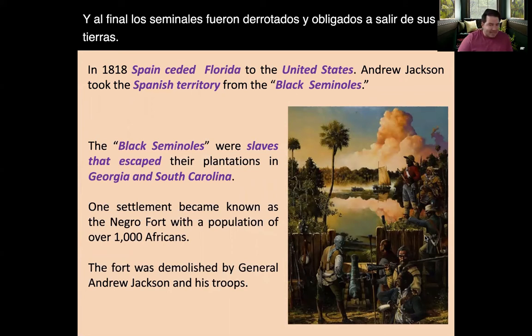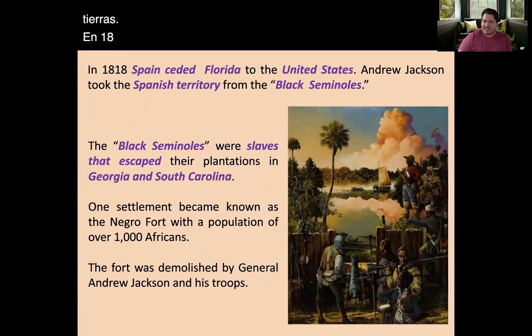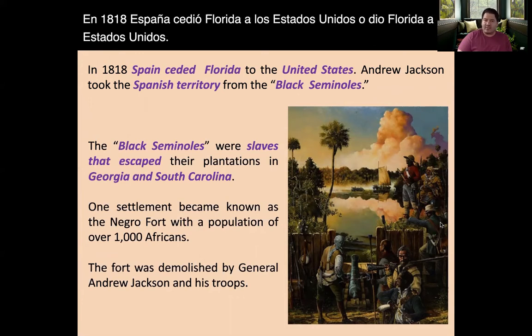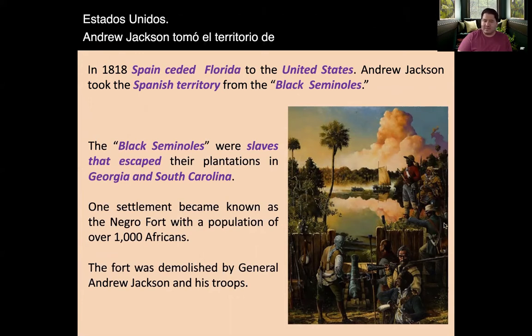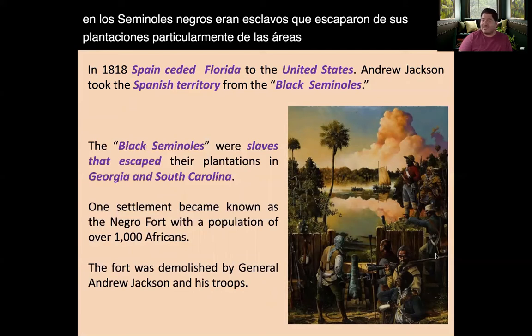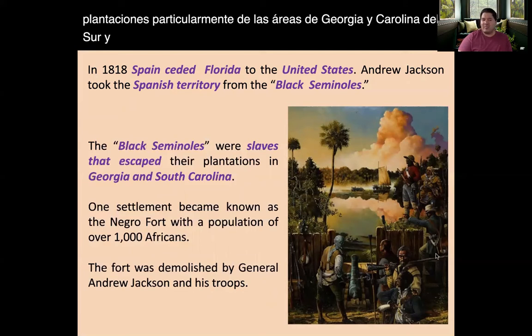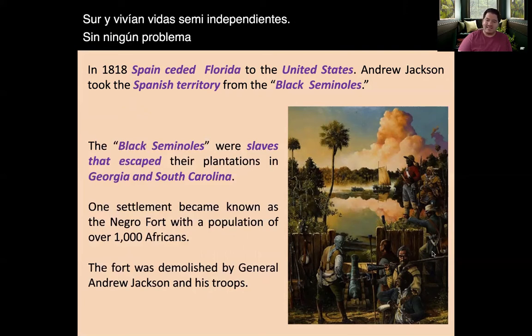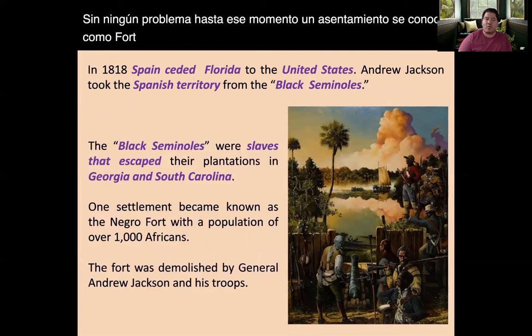In 1818, Spain ceded Florida to the United States, or gave Florida to the United States. Andrew Jackson took the territory from the so-called Black Seminoles. The Black Seminoles were slaves that escaped their plantations, particularly from the areas of Georgia and South Carolina, and lived semi-independent lives without any issue up until that point. One settlement became known as Fort Negro, which had a population of over 1,000 Africans. The fort was demolished by General Andrew Jackson and his troops.